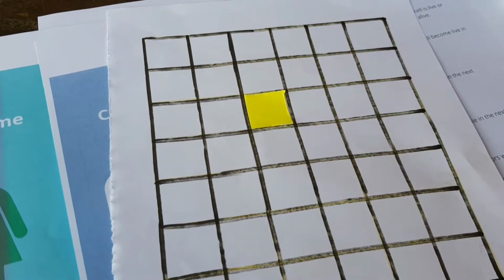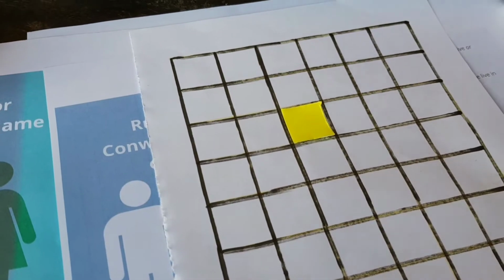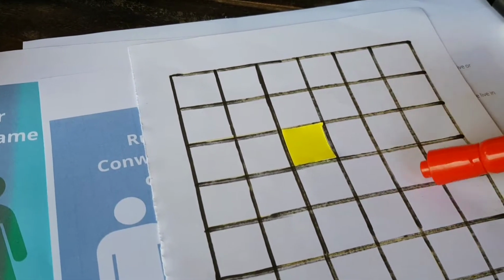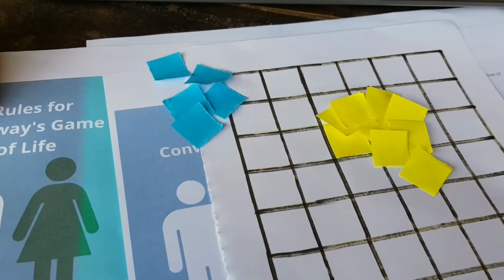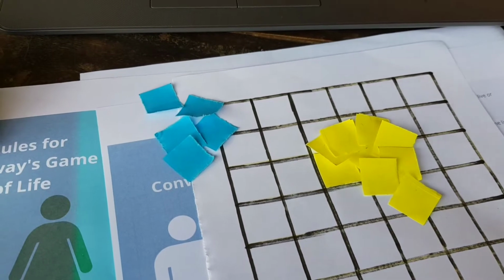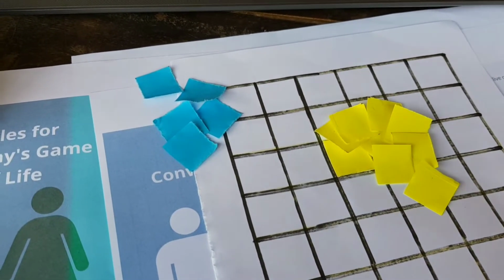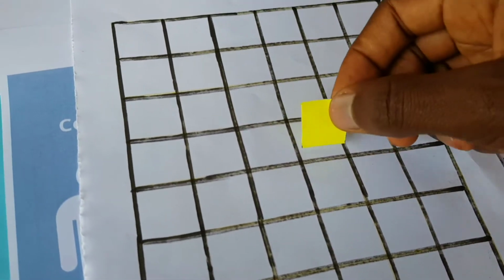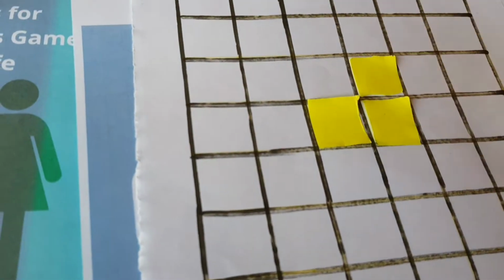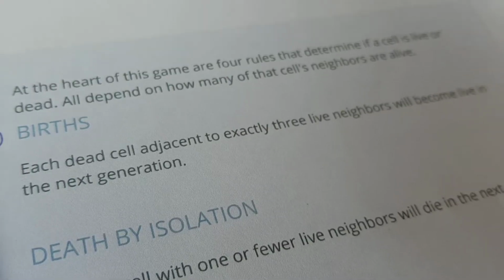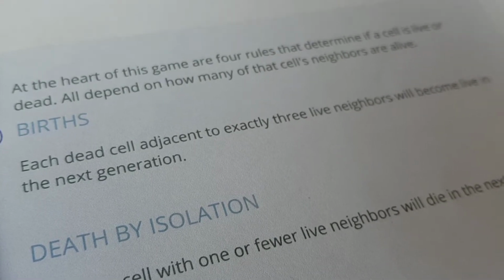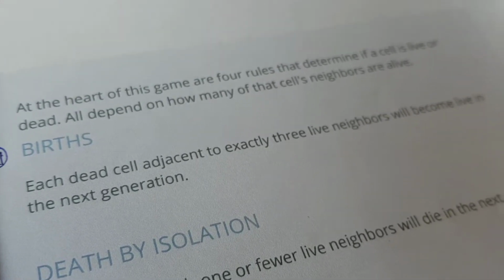Using a yellow post-it to represent a live cell, no post-it to represent a dead cell, and a blue post-it to underline a newborn cell, which then just becomes a normal cell in yellow. For example, if we have cells in this configuration, the rule states that each dead cell adjacent to 3 live neighbors will become live in the next generation.